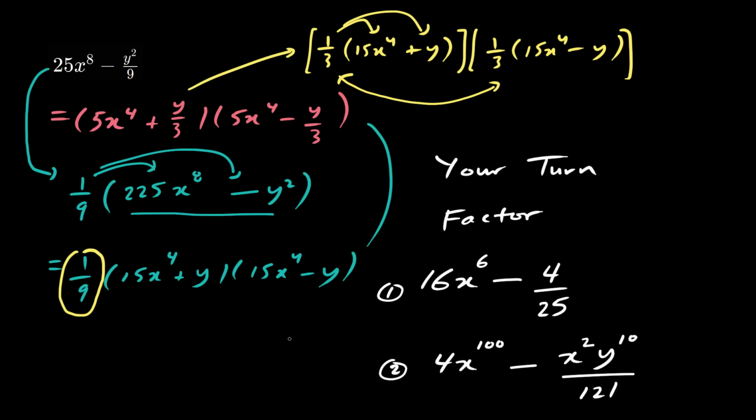And now it's your turn. Try factoring 16x to the 6th minus 4 over 25 and 4x to the 100 minus x squared y 10 all over 121.